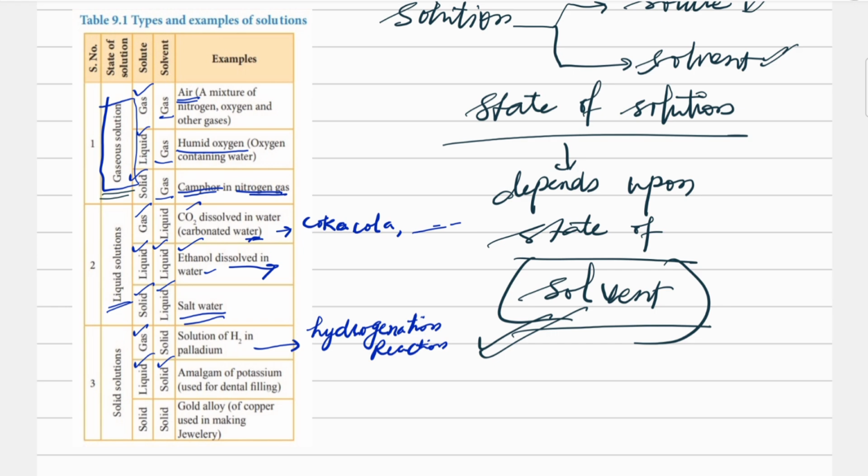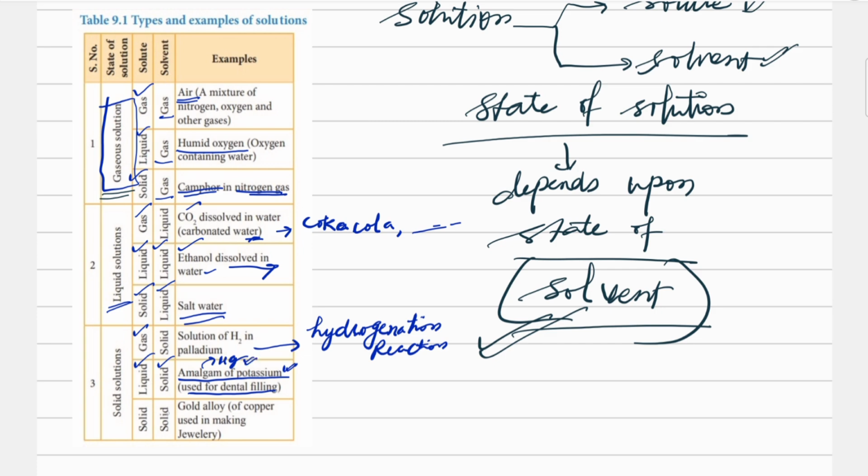So that is amalgam of potassium. Whenever we say amalgam, we are talking about a mercury alloy. Mercury is so difficult to handle that it reacts vigorously with every other metal. So mercury is used for dental fillings, amalgam of potassium. Now remember, when it is present in an amalgam, it is not harmful, but mercury alone is harmful.